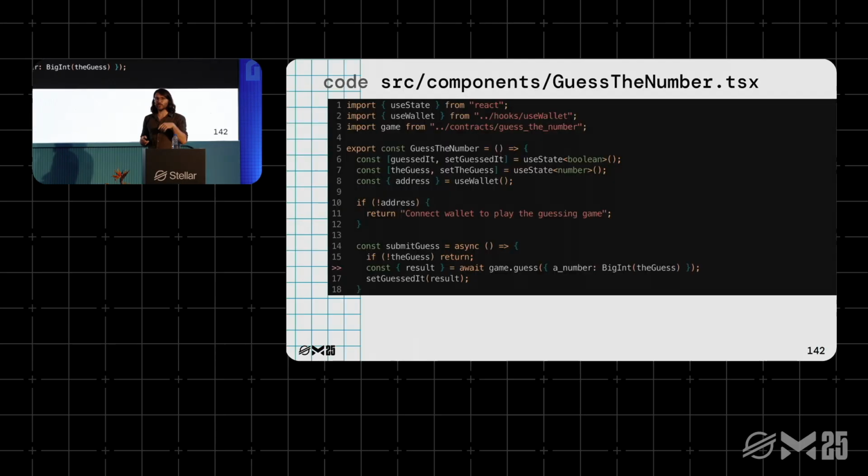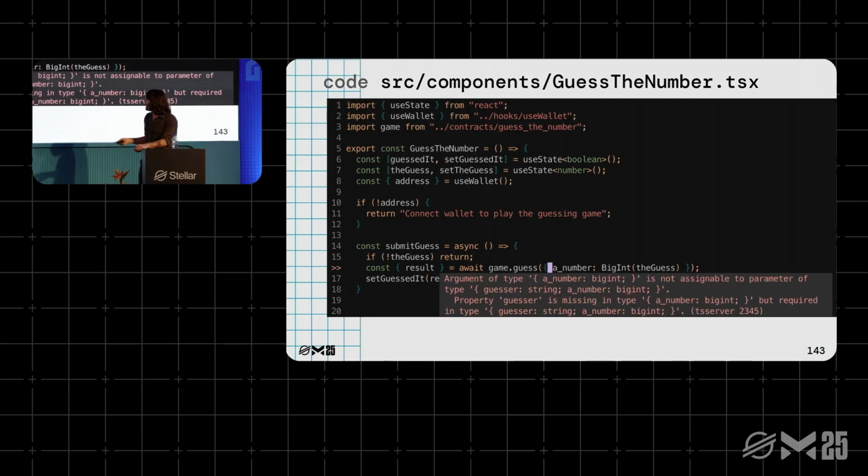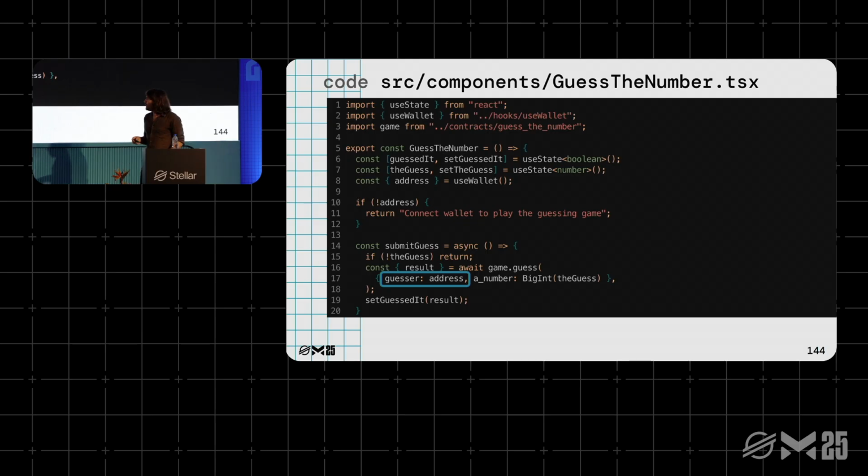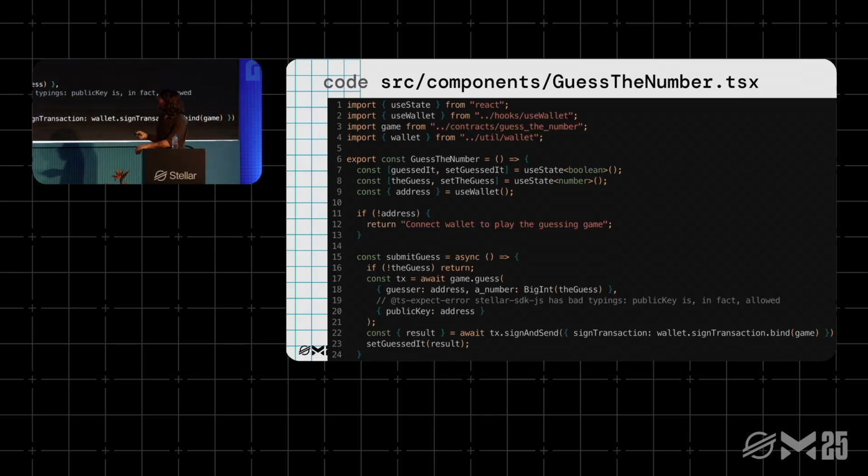Cool, it works. And if we go to our front-end component, source components guess the number.tsx, we see that we've got an error on line 16. If we mouse over it, it's telling us down here, property guesser is missing. So we need to add guesser here. But that's actually not quite enough because you also need to sign it as the guesser. And this we will walk through in a tutorial because it's a little complicated the first time you do this in the Stellar world. You've got to import wallet from util wallet.